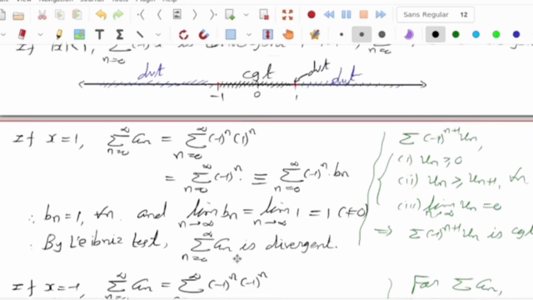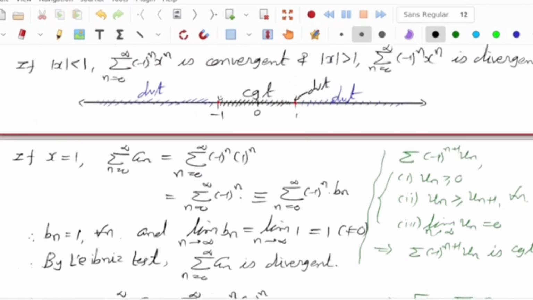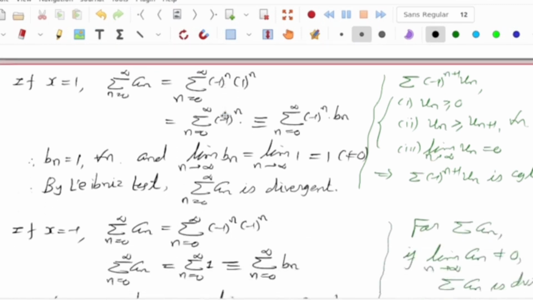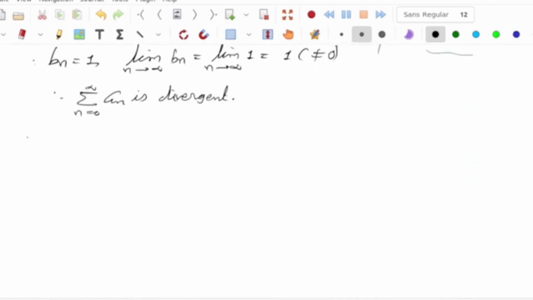So here we covered all the points. Let us see this real line. All the points we covered. In this open interval it is convergent, outside of the interval it is divergent, and at the end points 1 and -1 it is also divergent. So for which values of x the series is convergent, therefore the given series n equal to 0 to infinity (-1)^n x^n is convergent for x belongs to open interval -1 to 1, otherwise it is divergent, right?